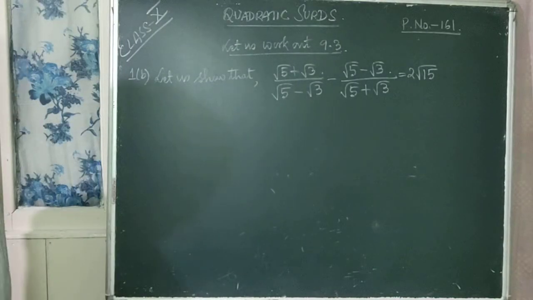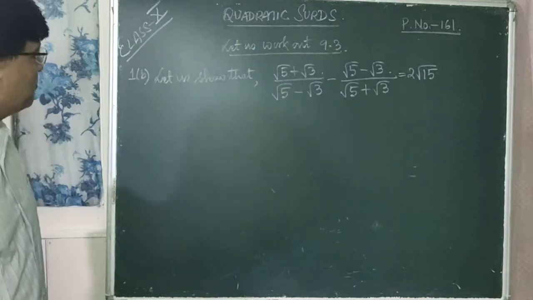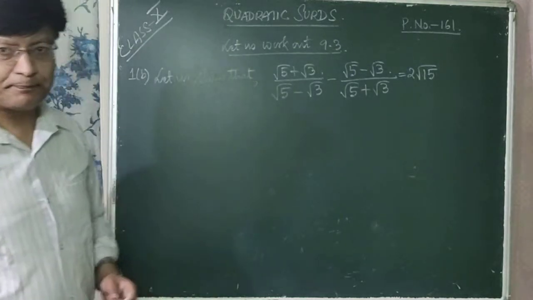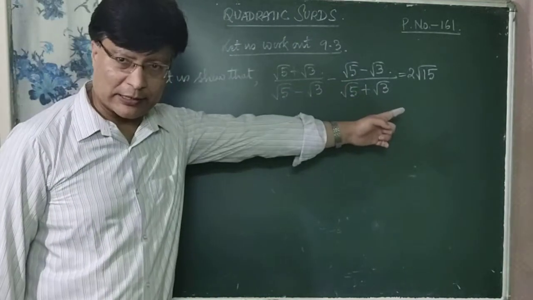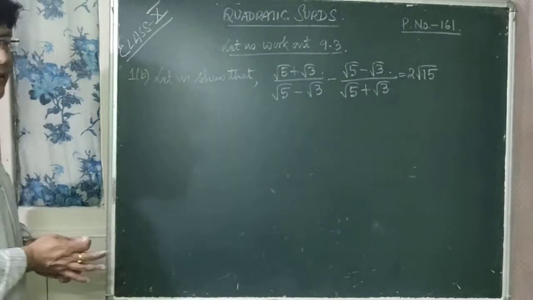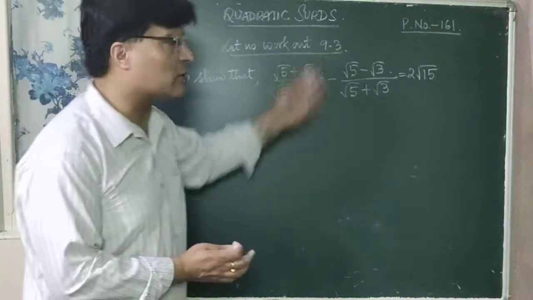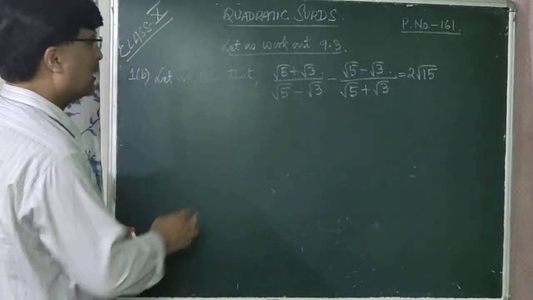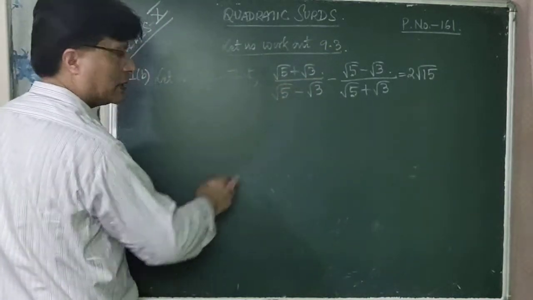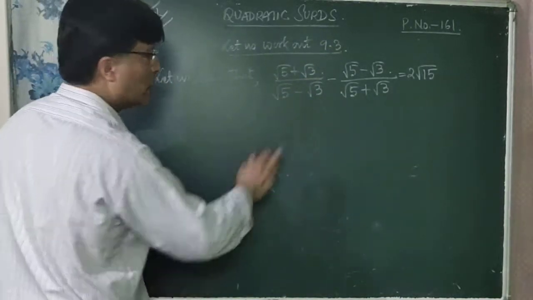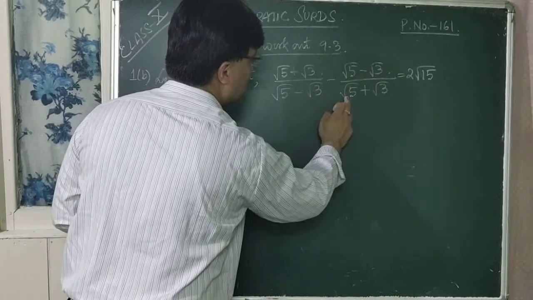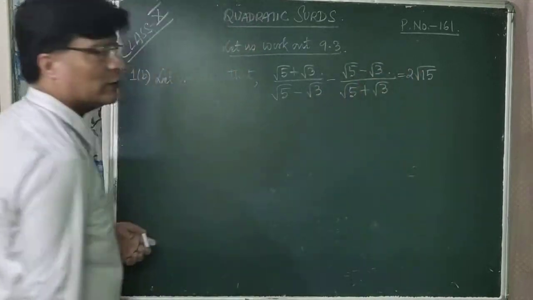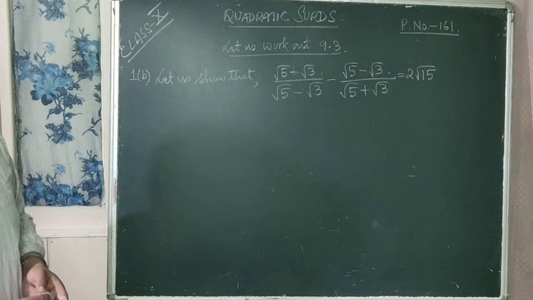So now we are doing the next question, that is 1b. Let us show that this LHS is equal to RHS. Okay. So what is the left hand side given here? All these are surds, you know that, isn't it? That is root 5 plus root 3 divided by root 5 minus root 3 minus root 5 minus root 3 divided by root 5 plus root 3 is equal to, you have to prove 2 root over 15.